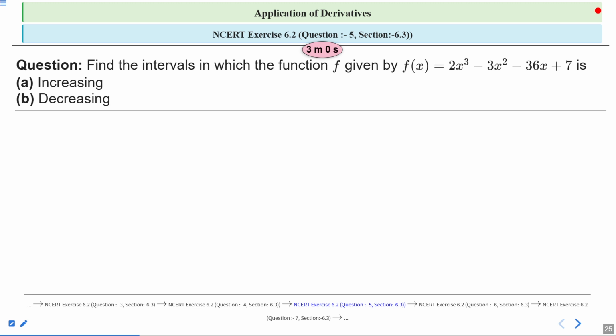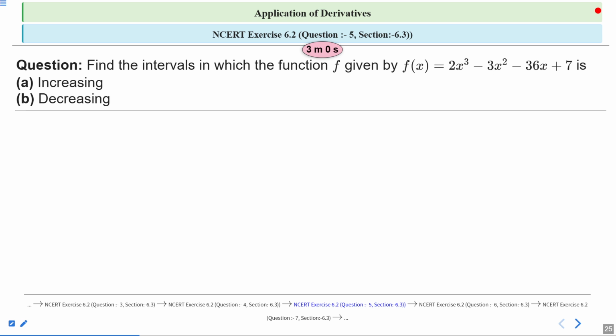Okay, so we have seen the increasing, decreasing. Now let's move to the next question. Question number 5, NCERT exercise 6.2, question number 5. The question says, find the intervals in which the function given by f(x) equal to 2x cube minus 3x square minus 36x plus 7 is part A increasing, part B decreasing. So again, you need to do the same thing.